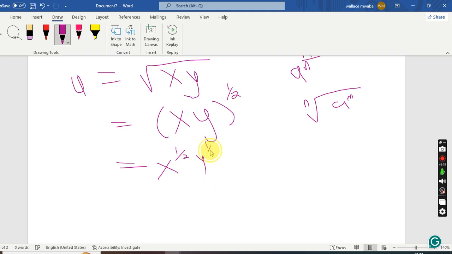I always advise, fractions make life a bit difficult, so convert them into decimals if you want to make life easy. So x to the power 0.5, y to the power 0.5. Can we now try to get the total differential?